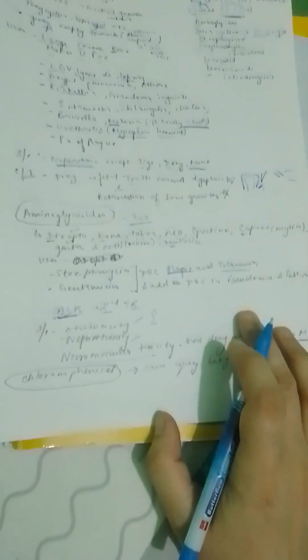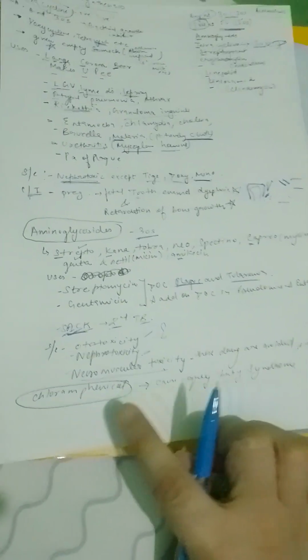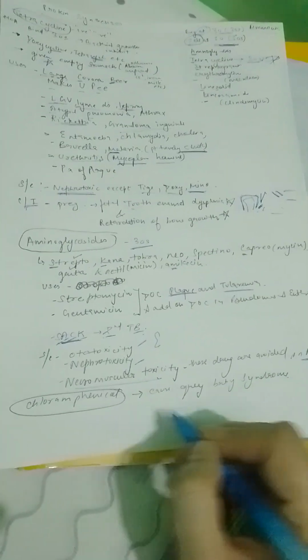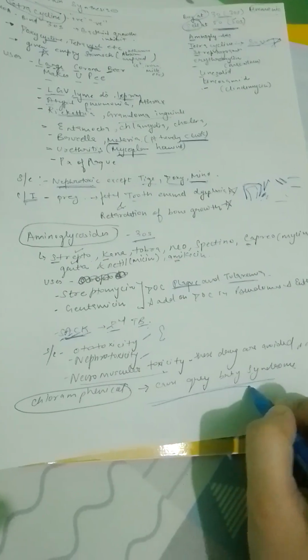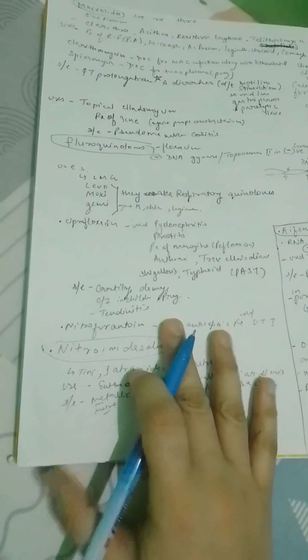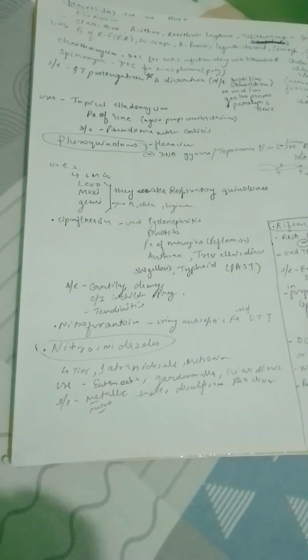Okay, then another one is chloramphenicol. It is another antibiotic, and it causes gray baby syndrome as a side effect. So these also come in exams often. Okay, then another one is macrolides, we will cover in the next video.